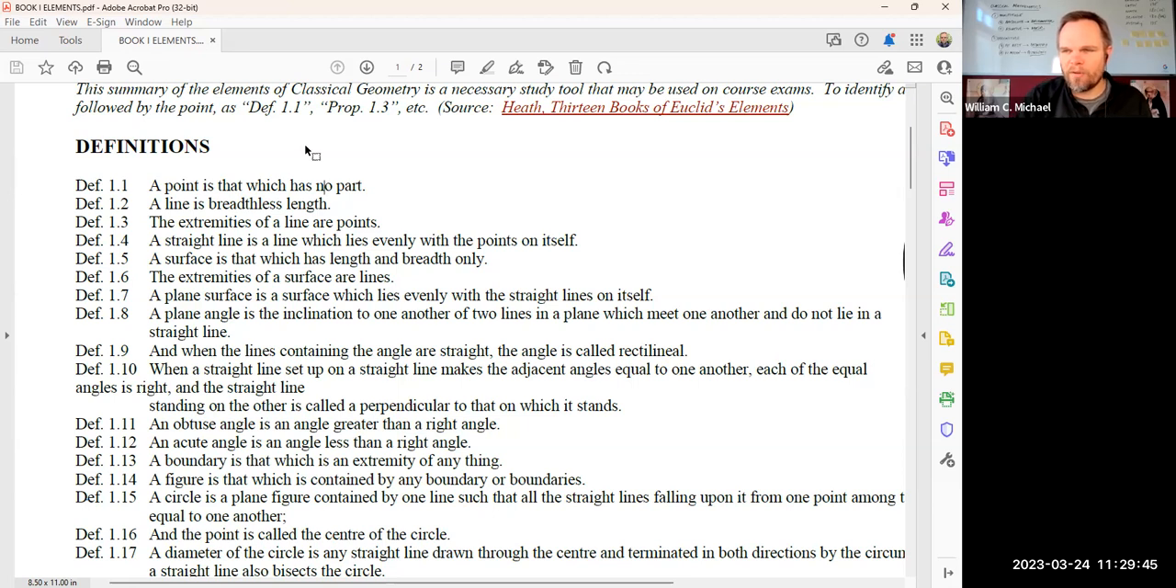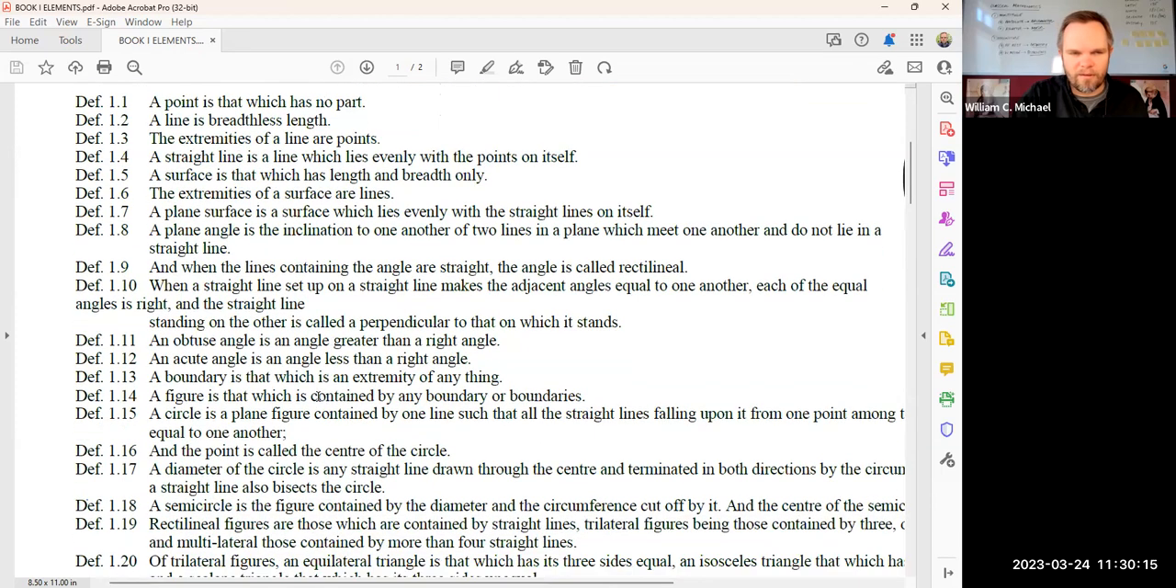Definition 1.2, we have a line, and the reason why we can move from a point to a line is because what we're really doing is adding a second point. So if we have point one, we have definition one. A point is that which has no part, okay? One point. If we were to think of another point, we would now have two points, but we would be able to connect those two points and form a line.